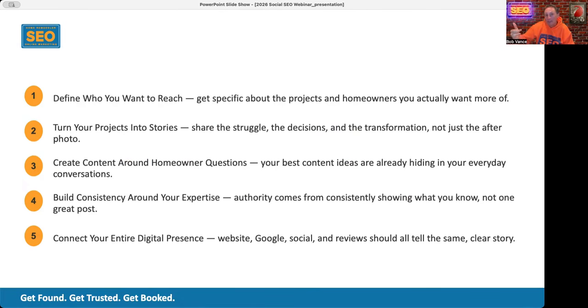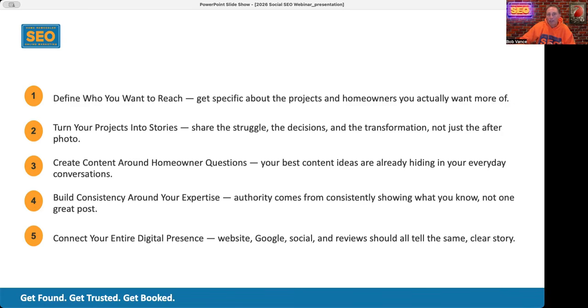One of the most common mistakes that companies make is posting randomly, like a kitchen remodel one week, something completely unrelated the next week. The problem isn't quality, it's clarity. When your content jumps around, both homeowners and platforms struggle to understand what you're actually known for. Pick the topics that connect with your ideal customers and then keep creating around those same themes. Over time, your audience starts to associate your name with that specific expertise. And that association is the authority that you're actually looking for. That's what authority actually is. You do not build authority with just one great post. You build authority by consistently showing what you know.